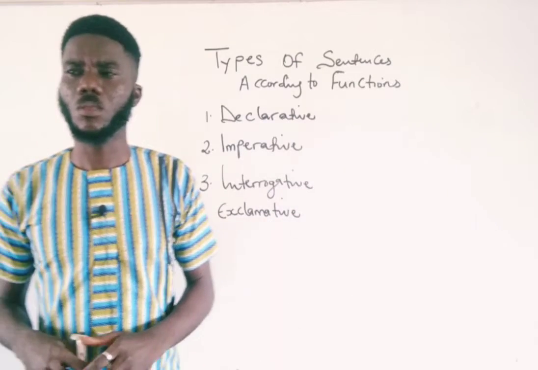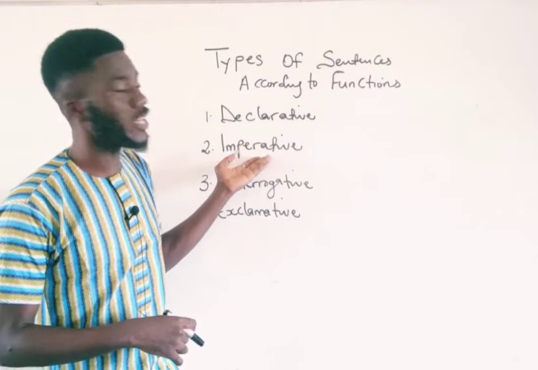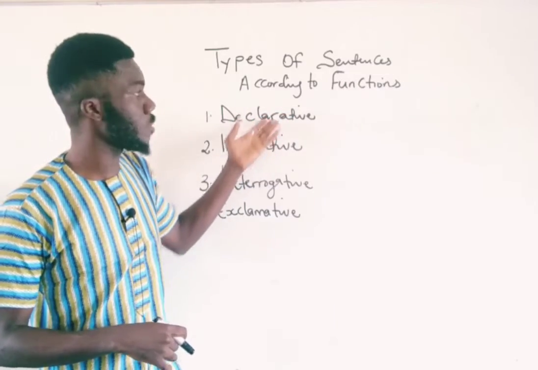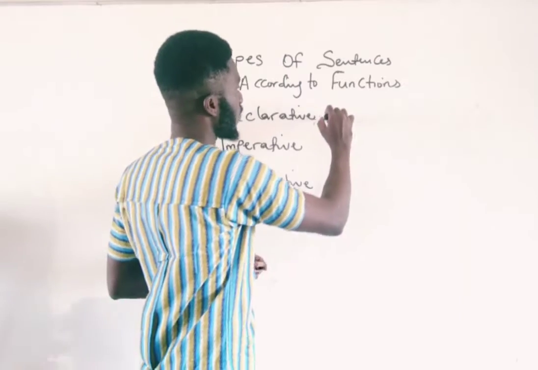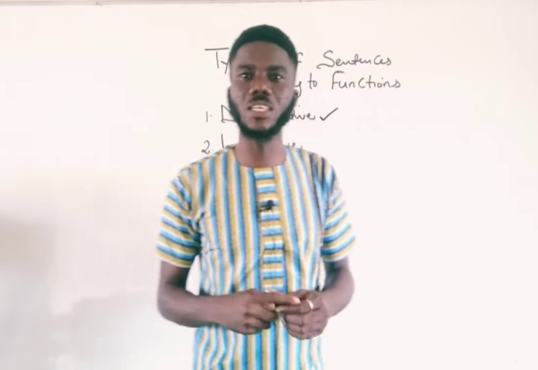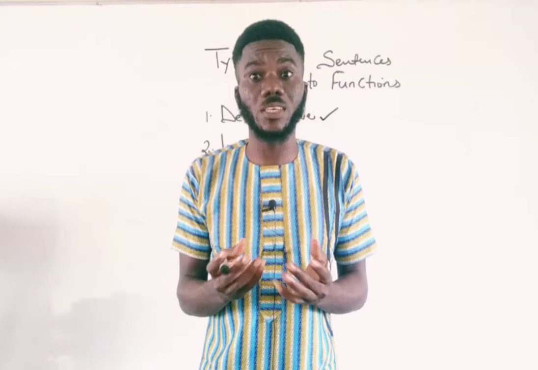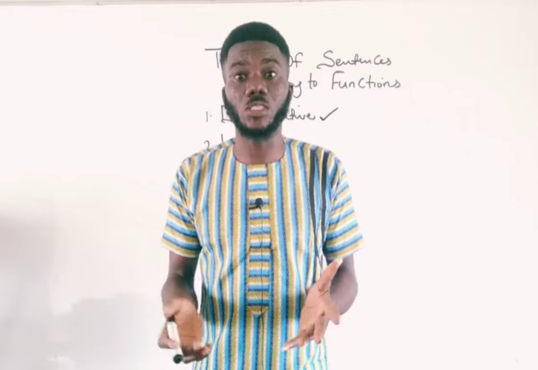And people have asked questions, especially as it has to do with declarative and imperative sentences. Some people think that the both of them are confusing, but they are not. Now listen, when you have declarative, a declarative sentence is that type of sentence that is used to make a statement. It is used to make a declaration. It is used to state something.